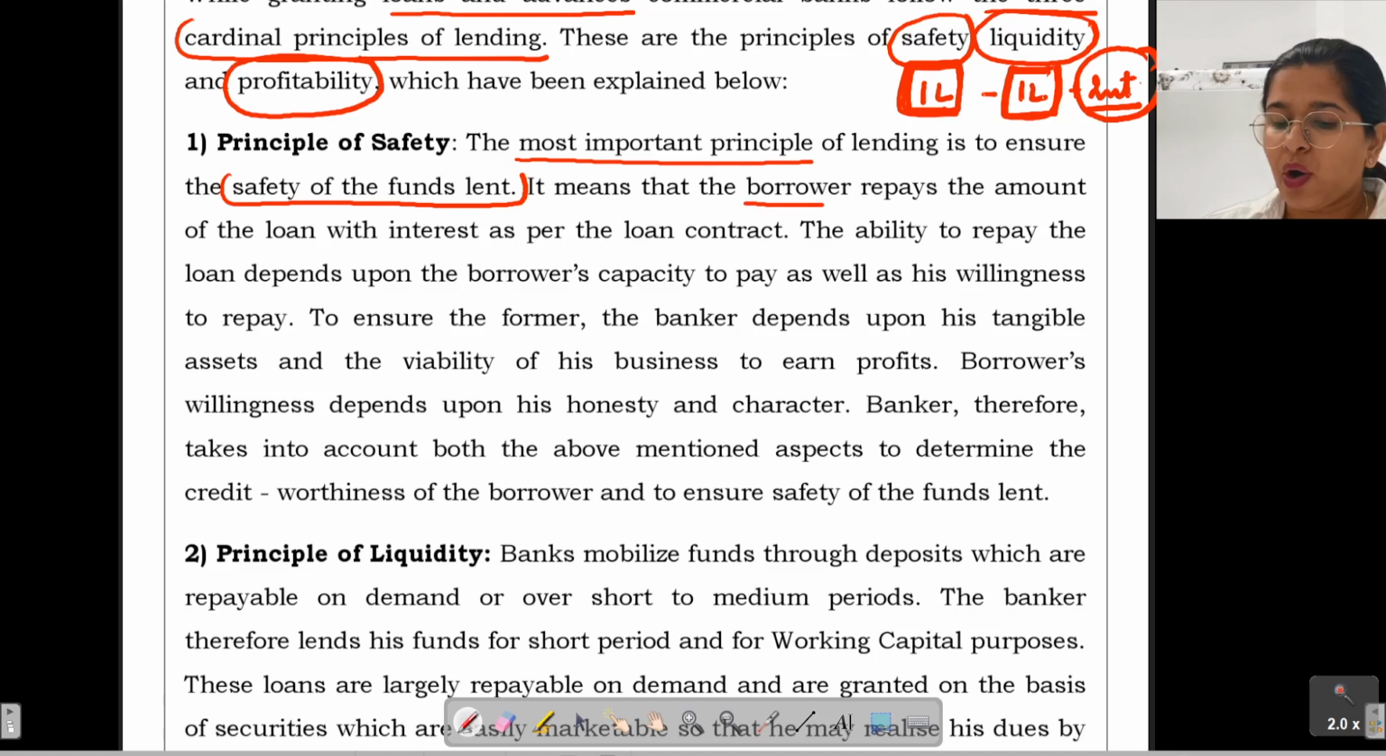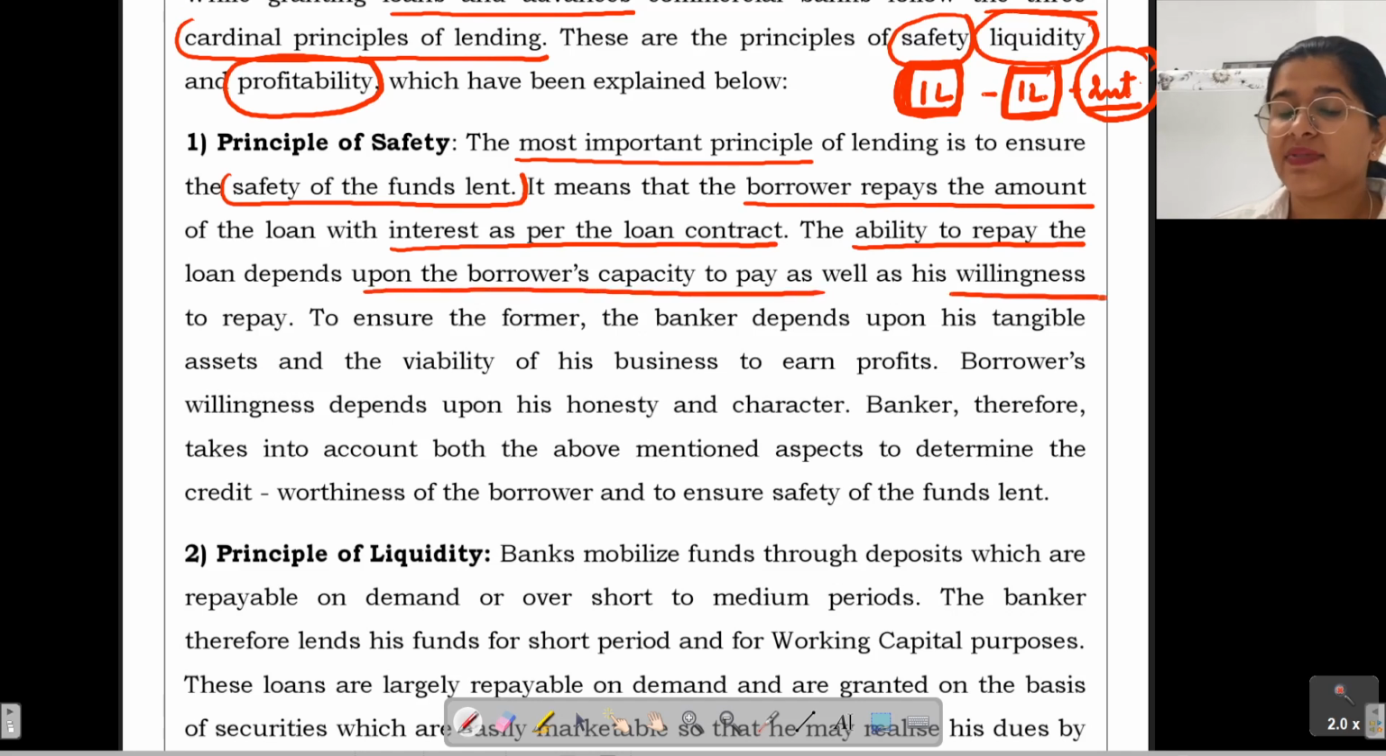It means that the borrower repays the amount of the loan with interest as per the loan contract. We want the safety of our investment, and at the same time we also want to earn the additional interest. The ability to repay the loan depends on the borrower's capacity to pay as well as his willingness to pay. Both these things should exist. If the person does not have the capacity to pay, obviously he will be declared insolvent or bankrupt, whatever the case may be. And then comes the topic of willingness as well.